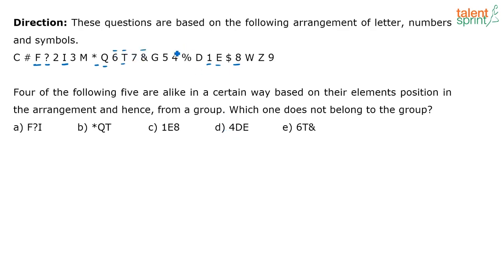Where is 4DE? No, that's not in the same pattern as the others, correct? Between 4 and D there is a percentage sign, another element is there. So this is the one which is not following the same pattern as the other 4. So the odd one out here is 4DE. Okay, so when such a question comes, take each option and see where the elements are coming in this arrangement and then find out the odd one out.